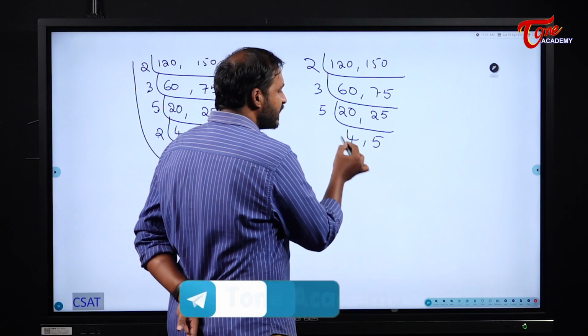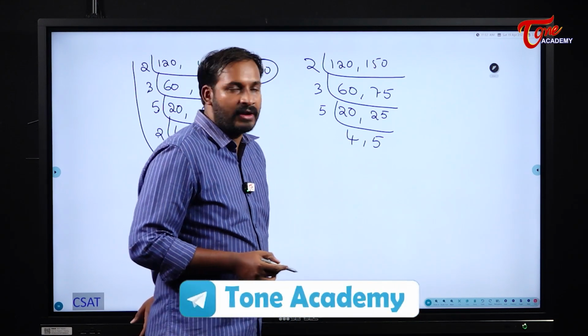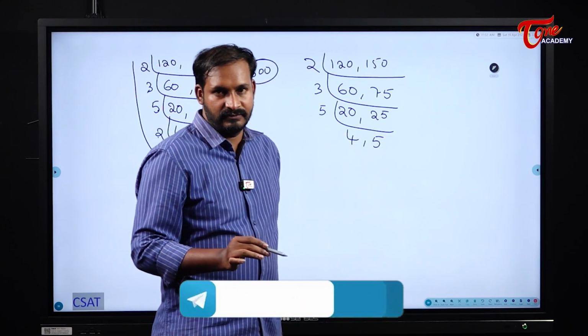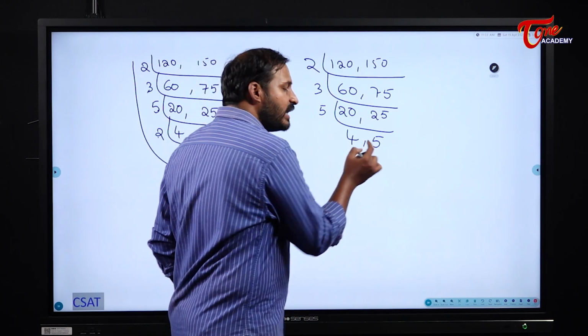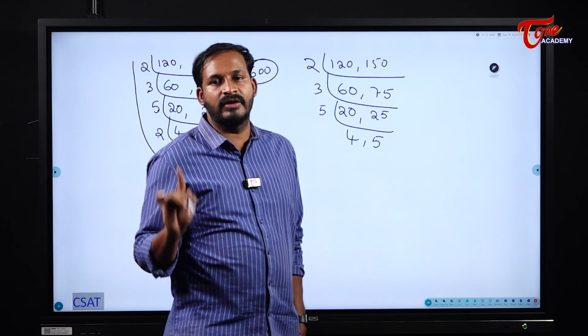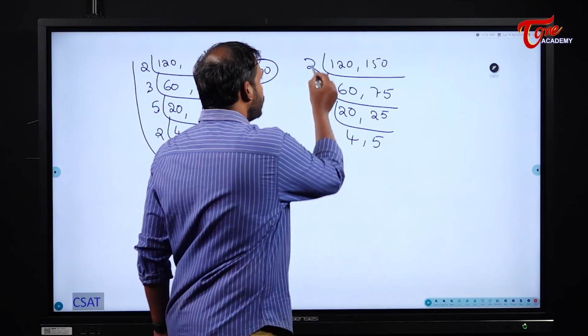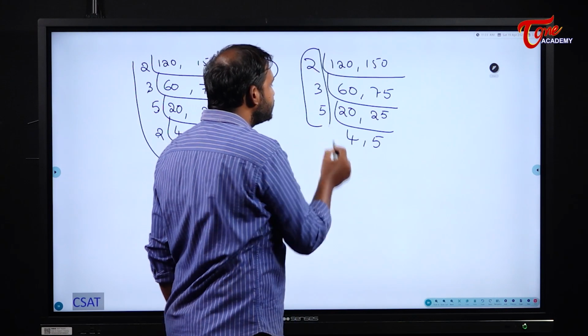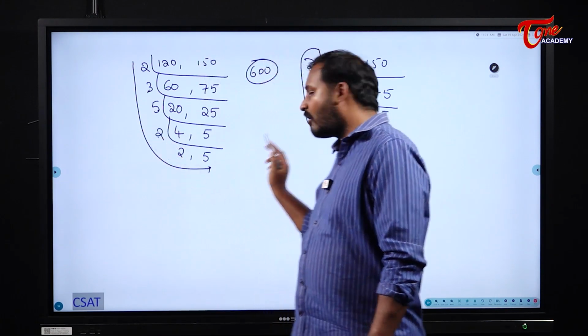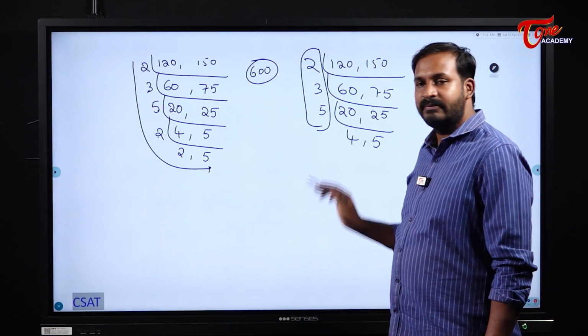Now here, I cannot take 2. Why? Because 2 is not going to divide 5. Understood? If even one number is not divisible, we cannot continue our process. So we will leave our procedure there itself and close the procedure. And the HCF of these numbers, see, in this case we will multiply all the numbers, but in this case we will multiply only these numbers.